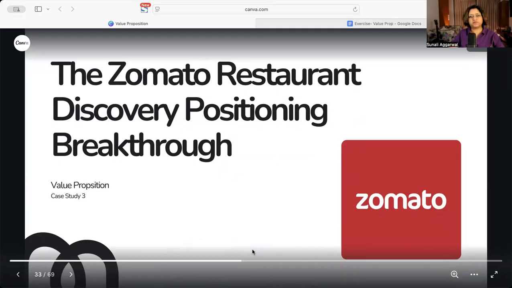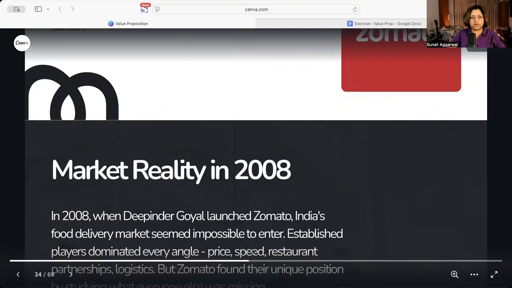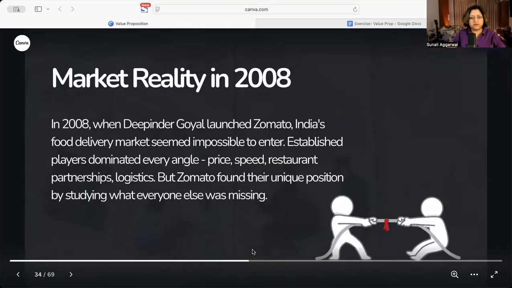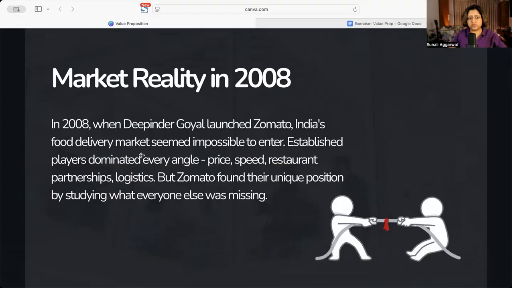Zomato: restaurant discovery positioning breakthrough. We all know what Zomato is. I don't have to tell you about it. This case study also talks about the evolution of Zomato from when and how they started to where they are right now. So in 2008, we all know Deepinder Goyal launched Zomato. India's food delivery market seemed impossible to enter.